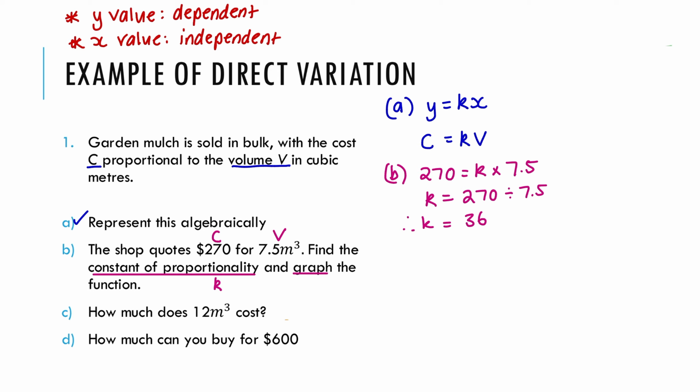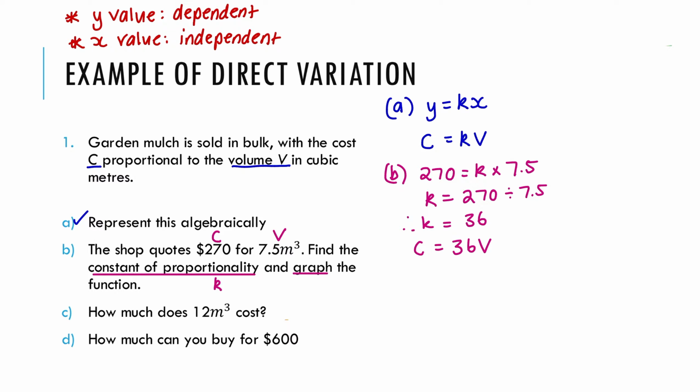Once I find my k value, I normally like to rewrite the equation. So now C, instead of writing k, will be equal to 36V. This k value that we have here, like the name says, it's a constant. So k is a constant that does not change. So that's why it always remains in our formula here.